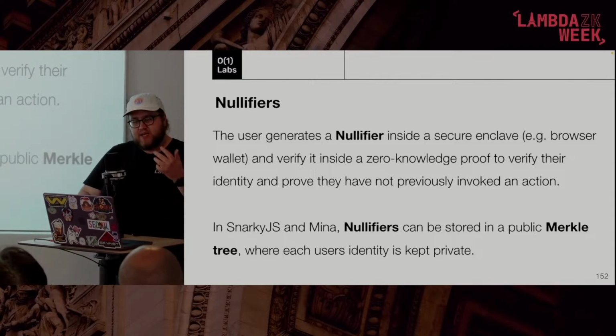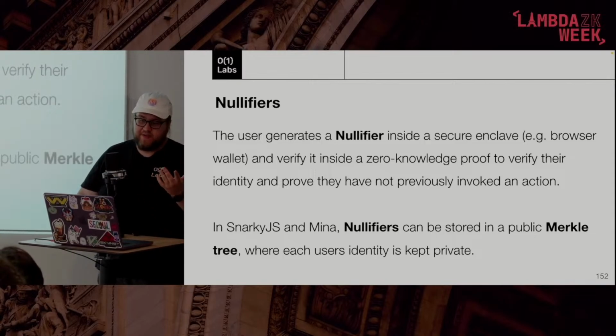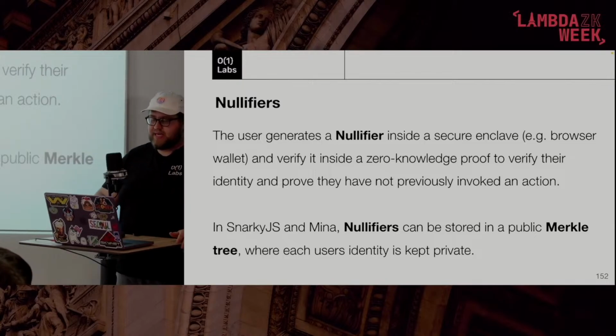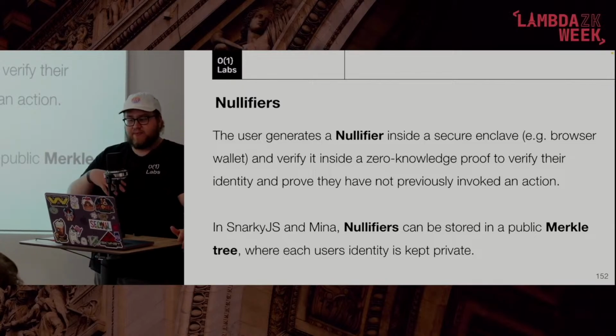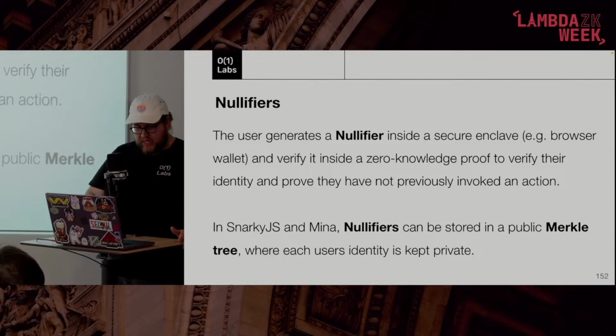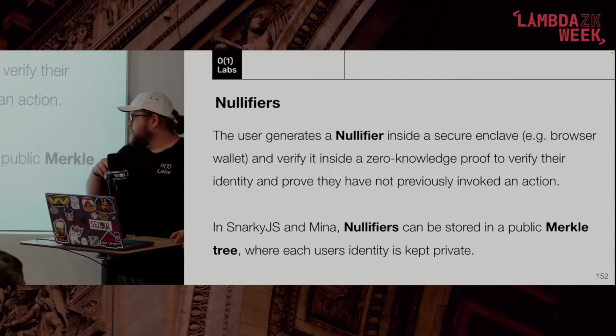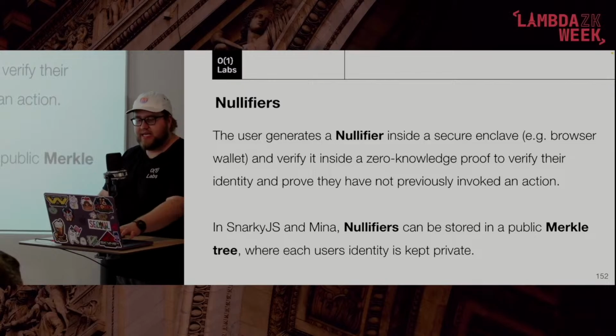And the idea is that a user would generate a nullifier inside their secure enclave. Secure enclave meaning a browser wallet, your Ledger, whatever. And they would then simply verify the nullifier within a ZK proof in their browser on their computer without leaking any private data. And because we previously talked about Mina's storage requirements, we can also store nullifiers in Merkle trees and commit to them publicly, but still the private user identity is never leaked.